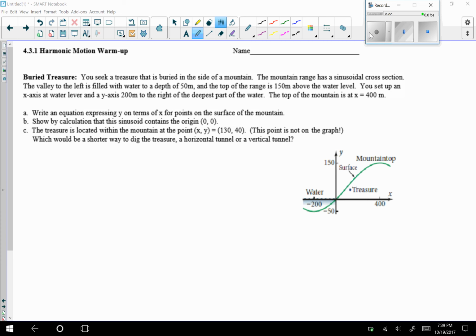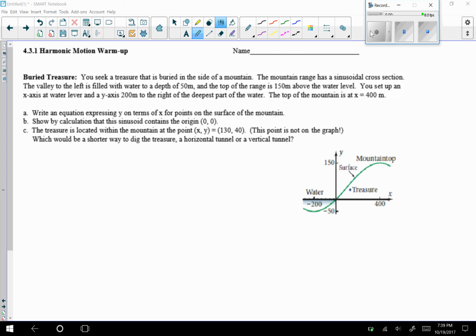4.3.1 Harmonic Motion Warm-Up. Buried Treasure. You seek a treasure that is buried in the side of a mountain. The mountain range has a sinusoidal cross-section. The valley to the left is filled with water to a depth of 50 meters, and the top of the range is 150 meters above water level. You set up an x-axis at water level and a y-axis 200 meters to the right at the deepest part of the water. The top of the mountain is at x equals 400 meters.